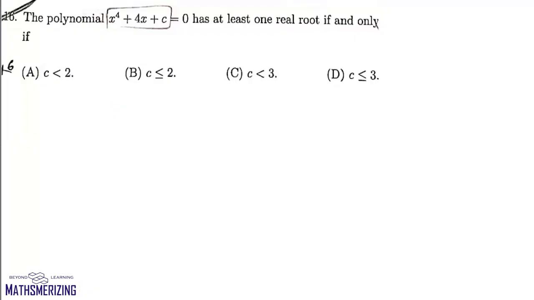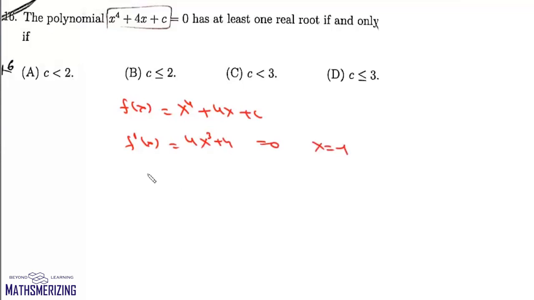Now question number 16, we are given this polynomial and it says it has at least one real root. Now suppose this is some function f(x) which is x to the power 4 plus 4x plus c. Now we find f dash x will be 4x cube plus 4, and if we put it equal to 0, the only critical point is x equals minus 1. Now f double dash x will be 12x square plus 4, which is greater than 0. That means x equal to minus 1 is a point of minima.